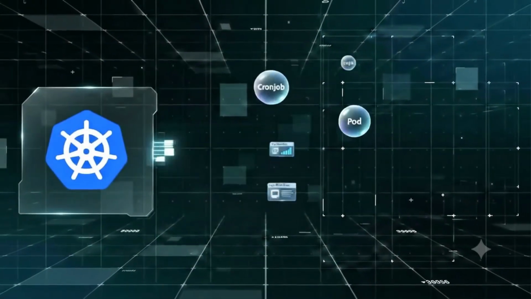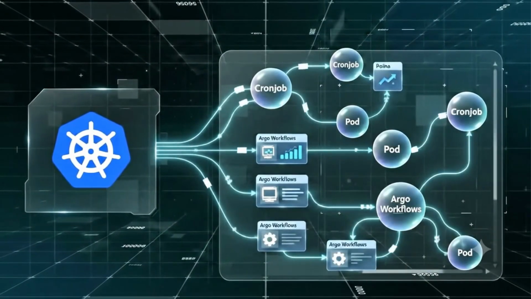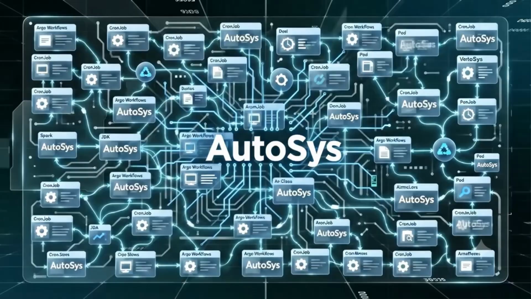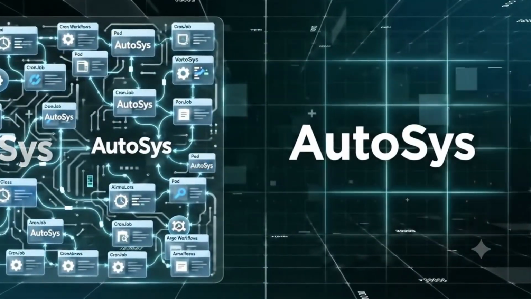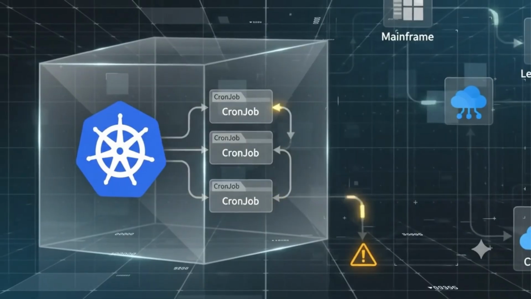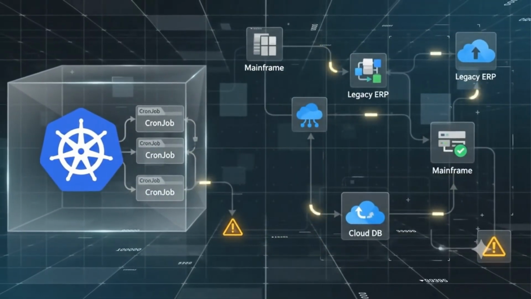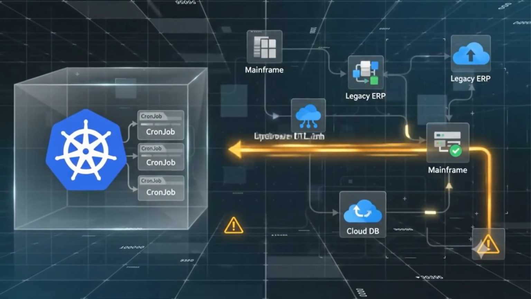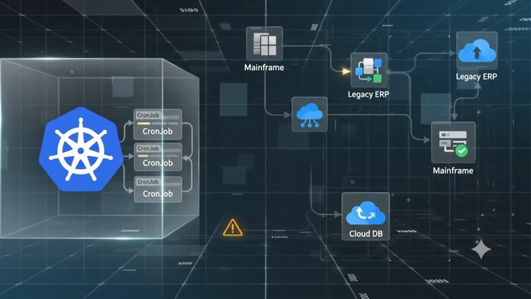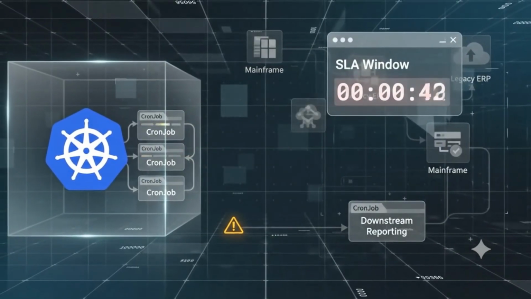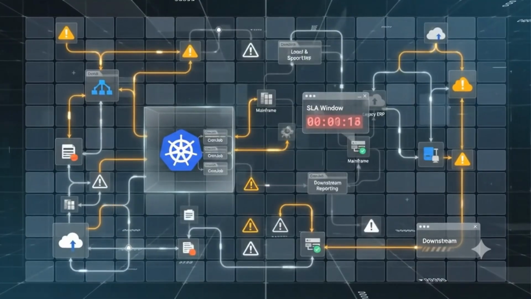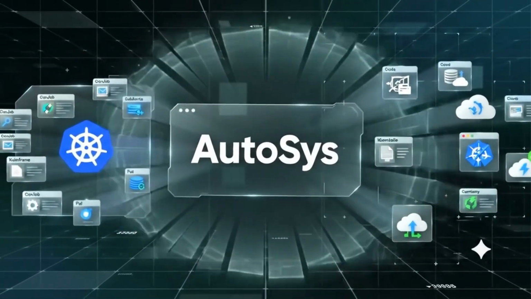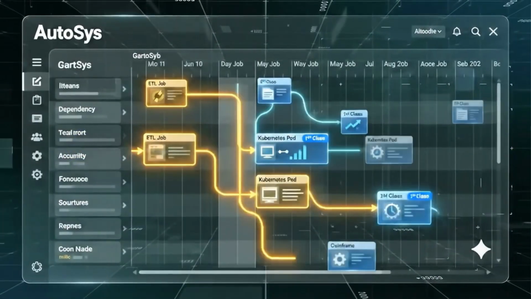Kubernetes provides its own native scheduling primitives, cron jobs, operators like Argo workflows, and so on. So why bring AutoSys into the picture? The answer is enterprise context. Native Kubernetes scheduling operates in isolation. It has no awareness of upstream ETL jobs, downstream reporting processes, SLA windows, or cross-platform dependencies. AutoSys gives you a single control plane across all of that.